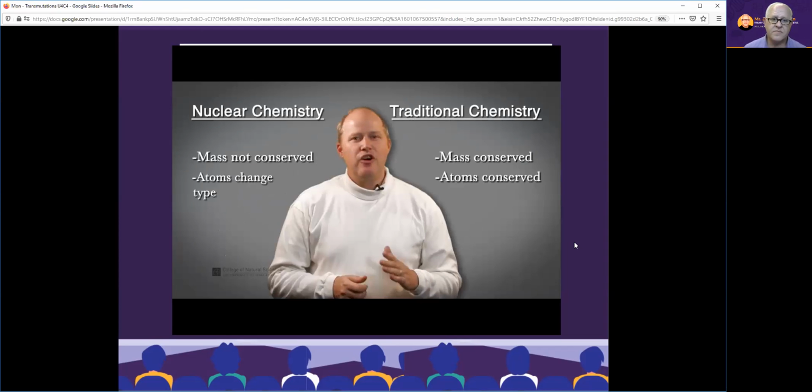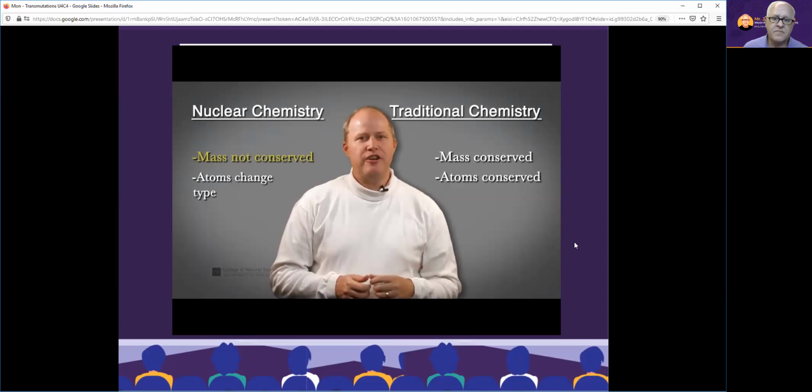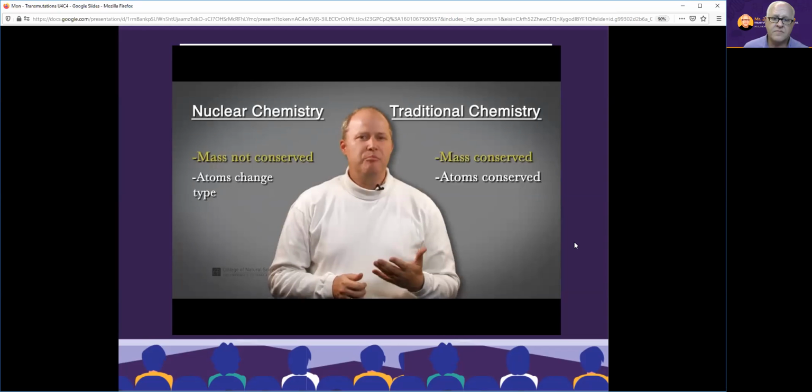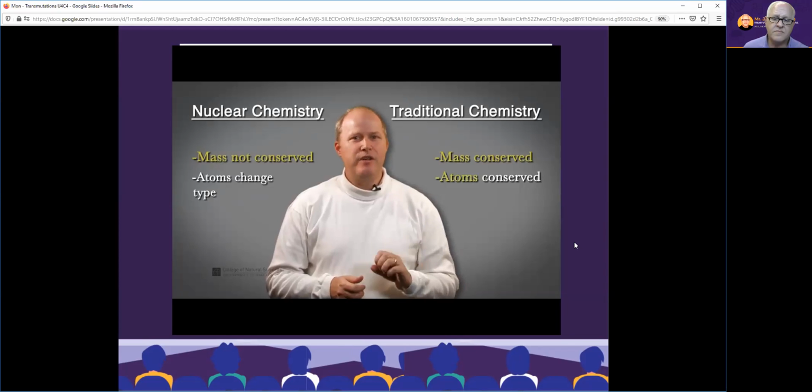And so nuclear reactions don't conserve mass, where we typically say chemical reactions. And this is a big difference between traditional chemistry, where the atoms are always conserved, and nuclear chemistry, where the atoms change their type.